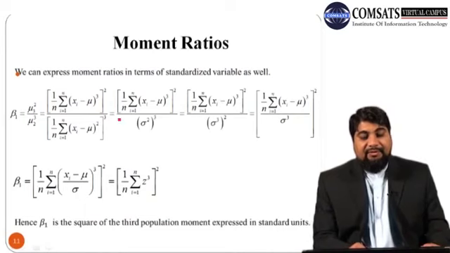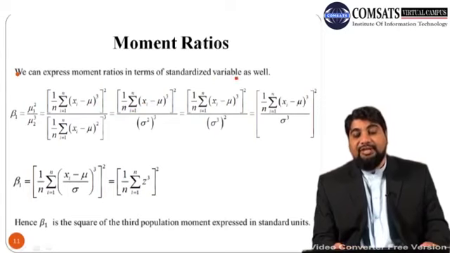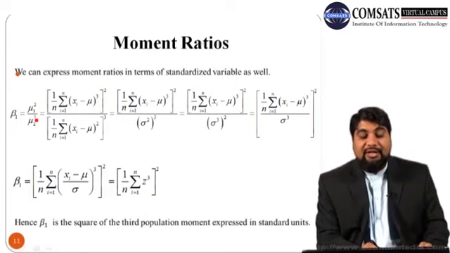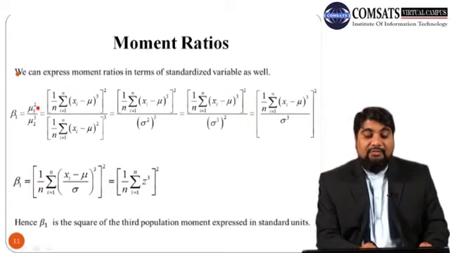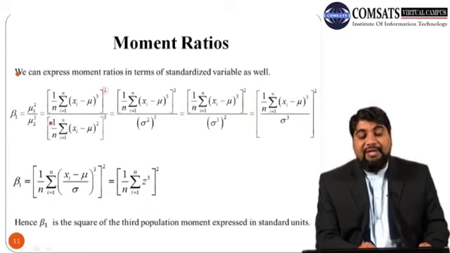So now we can also express the moment ratios in terms of the standardized variable. The first moment ratio is beta 1, which is mu3 square over mu2 cube, and remember that mu3 is the third population moment about the mean, so it is 1 over n times the summation of xi minus mu whole cube, where i ranges from 1 to n, and whole square, just take the square of this full expression, and then we divide it by mu2 cube.